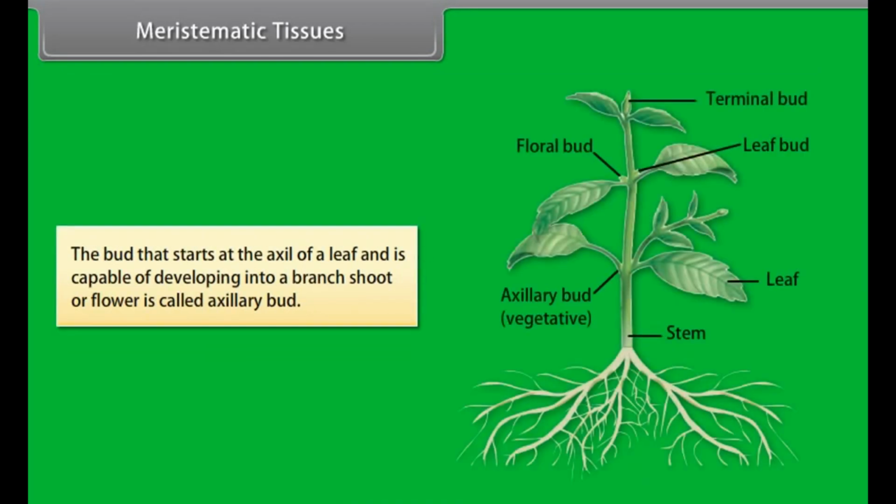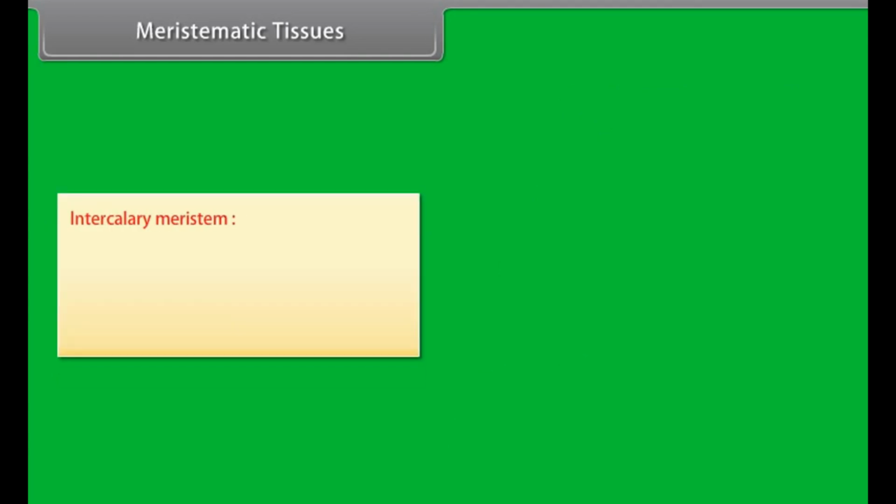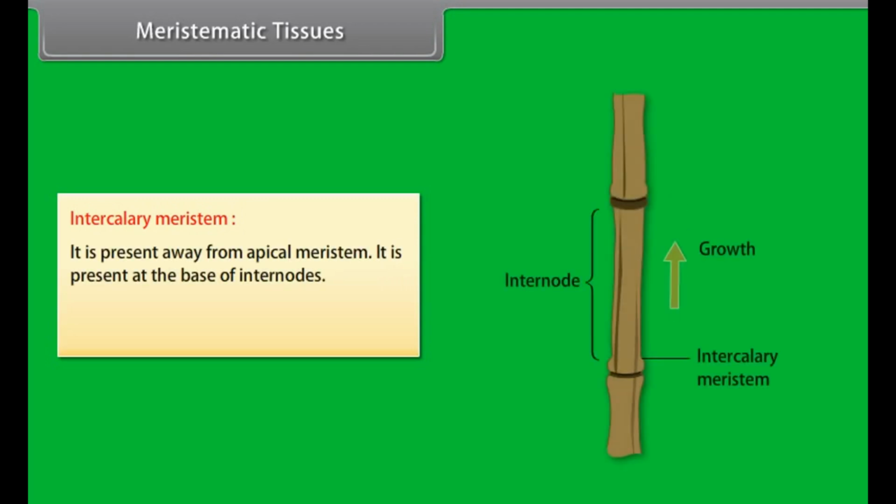The bud that starts at the axil of a leaf, capable of developing into a branch, shoot or flower, is called axillary bud. Meristematic tissues. Intercalary meristem. It is present away from apical meristem. It is present at the base of internodes, for example, in grasses and wheat, or at the base of leaf.